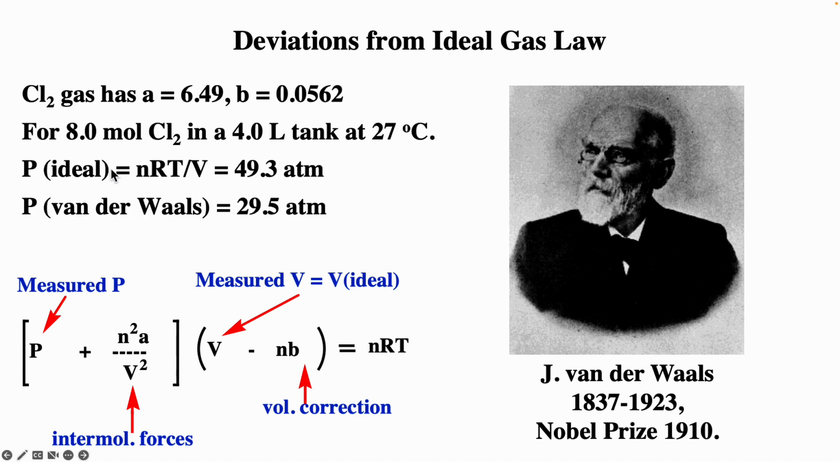And so if we look at an example, say, chlorine has a value of a of 6.49, b of 0.0562. And so for 8 moles of chlorine in a 4-liter tank at 27 degrees Celsius, we can try to calculate the pressure using the ideal gas law, and we get 49.3 atmospheres. We can also calculate using Van der Waals, and we see a very different number of 29.5 atmospheres.